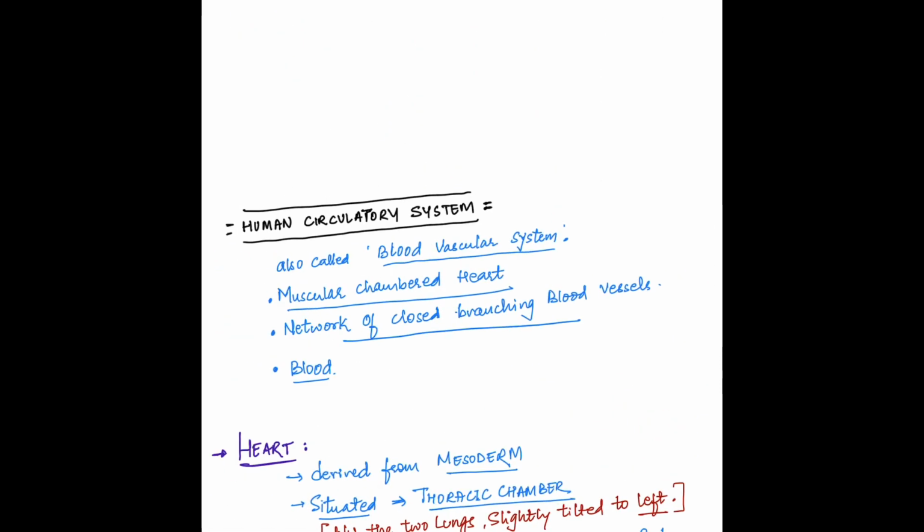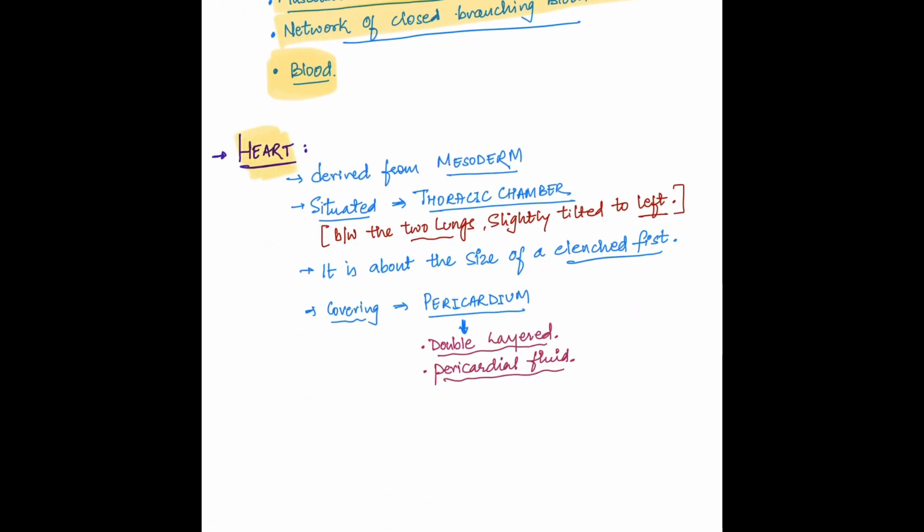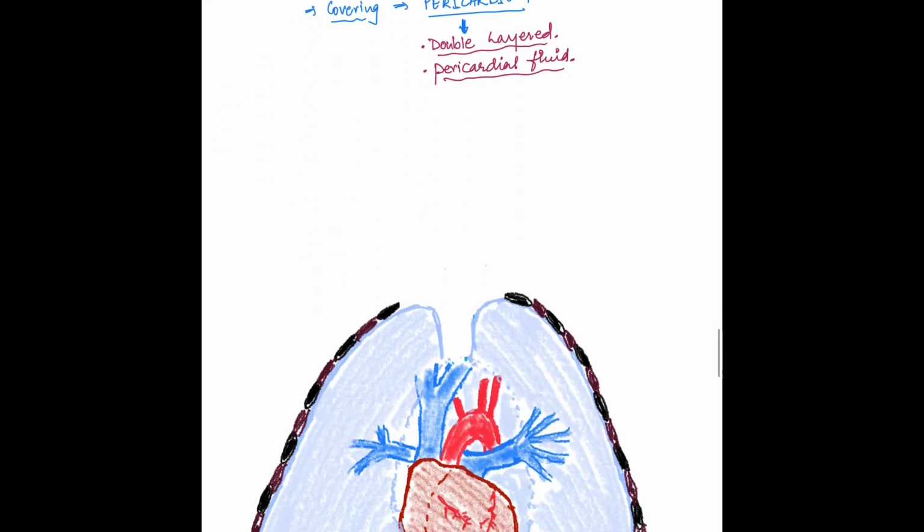Now let's start with the human circulatory system. It is also called the blood vascular system. It consists of a muscular chambered heart, a network of closed branching blood vessels, that is arteries, veins and capillaries, and blood, the fluid which is in circulation. Heart is derived from mesoderm. It is mesodermal in origin. It is situated in the thoracic cavity, the thoracic chamber, in between the two lungs, and it is slightly tilted towards the left.